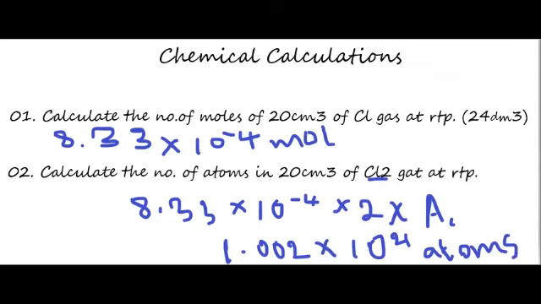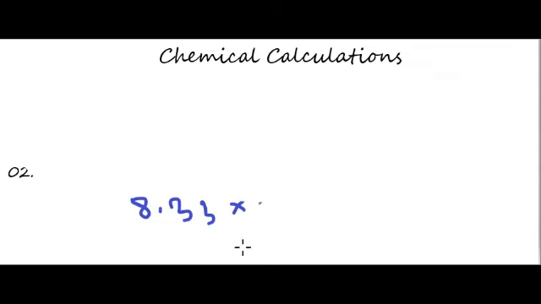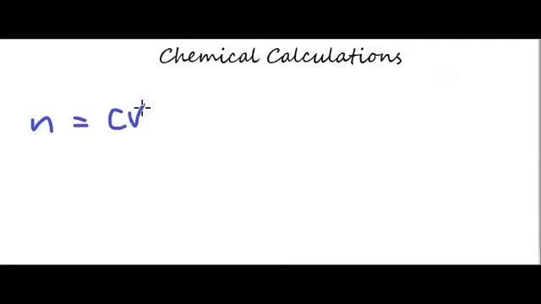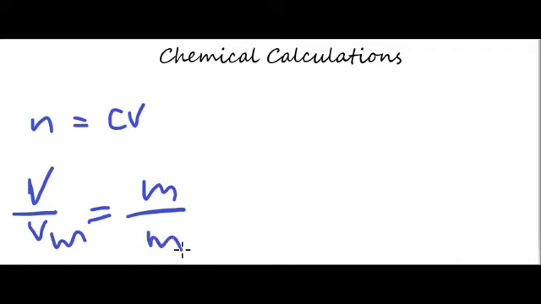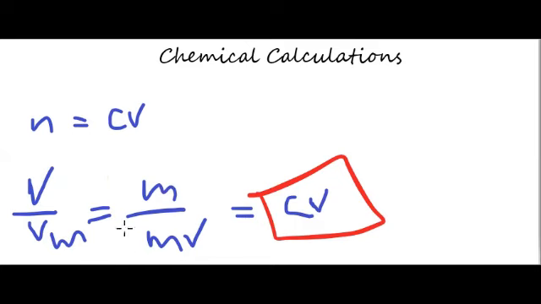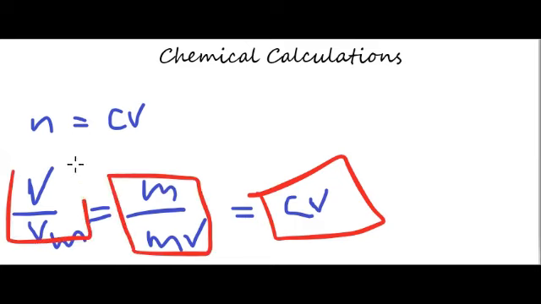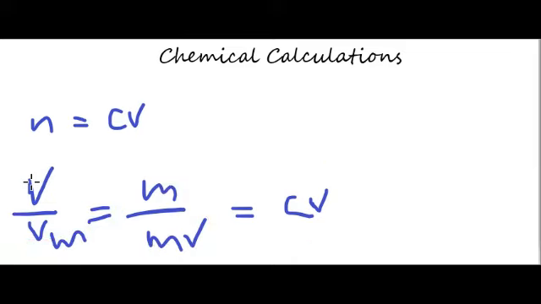Okay. Now let's go into the next part of the chemical calculations. That's calculating concentration. Concentration is equal to number of moles, which is also CV. We can calculate it further by V over Vm, which is equal to m over Mr, which is equal to CV, because all these are methods of calculating number of moles. This one could be calculating number of moles, or either this one. All these are methods of calculating number of moles.